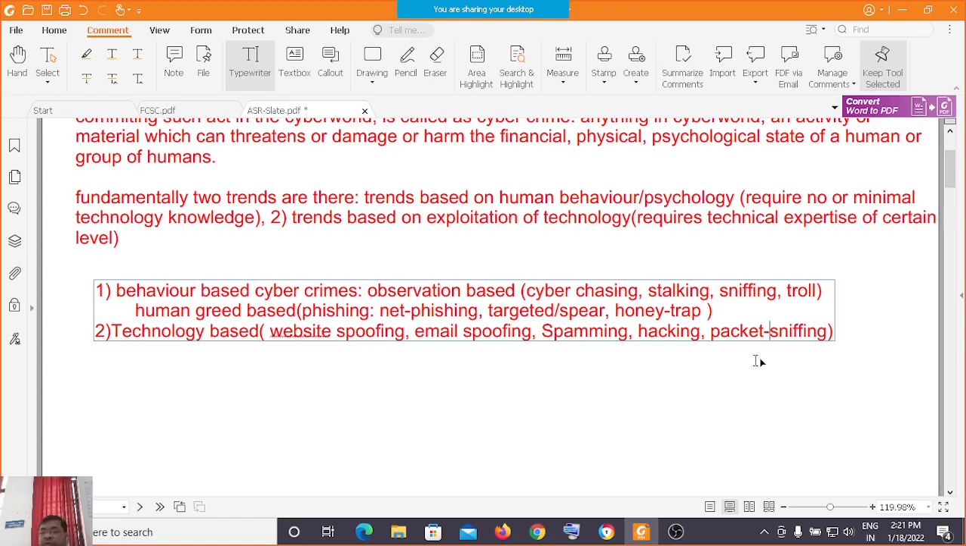So website spoofing, email spoofing, spamming, hacking: these are the crimes which require a certain type of technology knowledge. Then what we call software piracy.